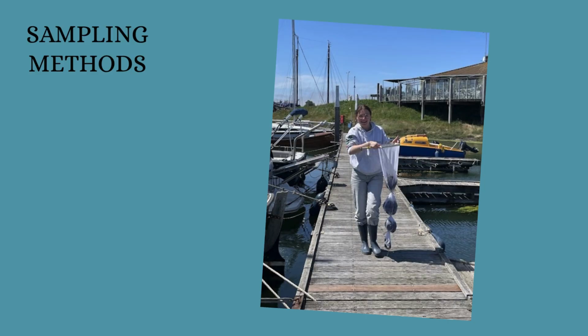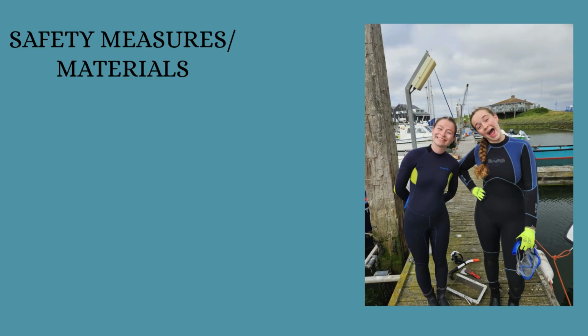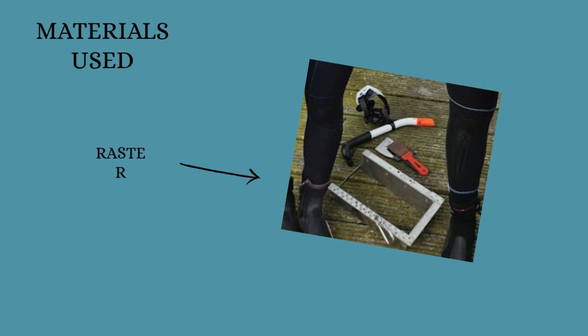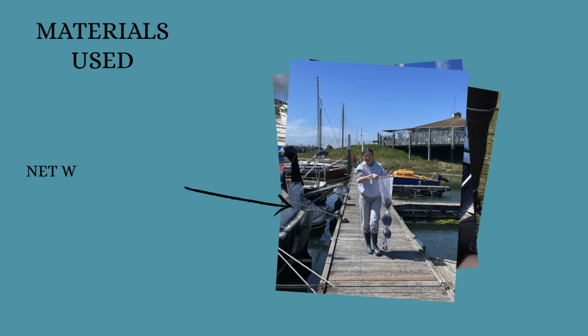We also added some seawater to these boxes to keep the samples fresh. For the samples we took above water, we collected them into plastic boxes immediately. Of course, we used some materials and took some safety measures. We used wetsuits, diving shoes, working gloves, goggles and a snorkel, and of course Leia was there for our safety. We used a raster, a putty knife, a net with small mesh eyes and tie wraps to take our samples.